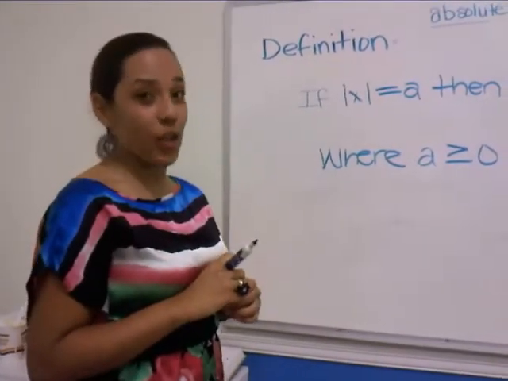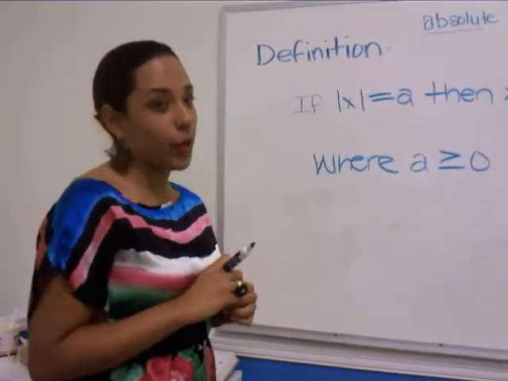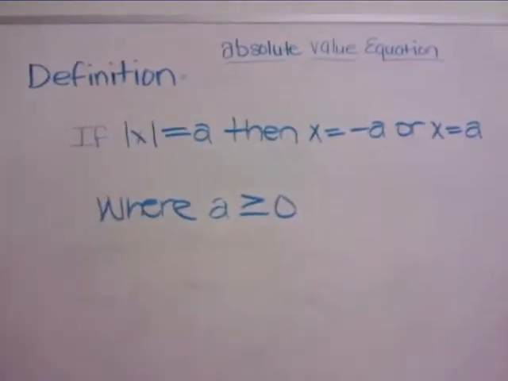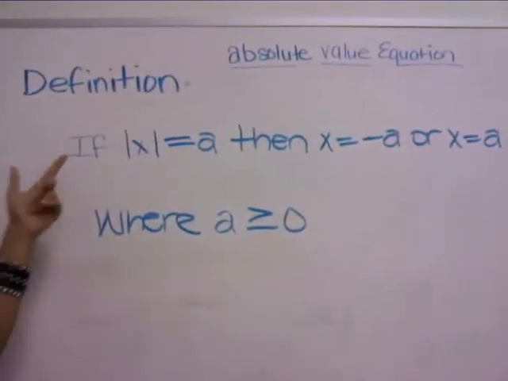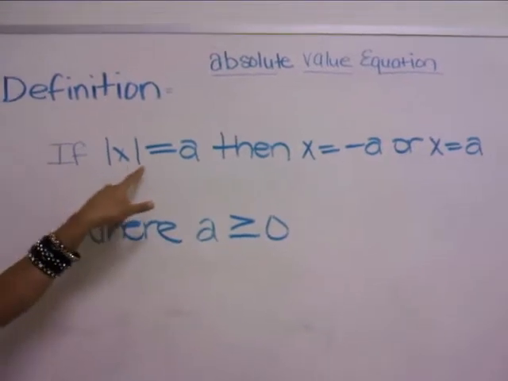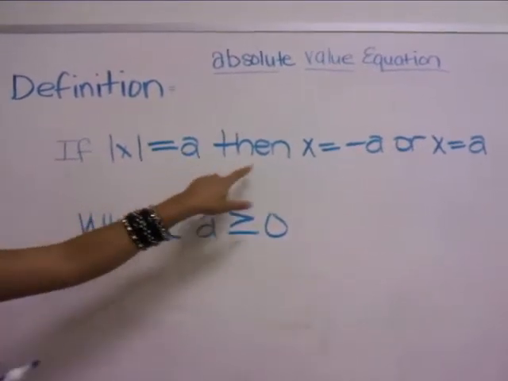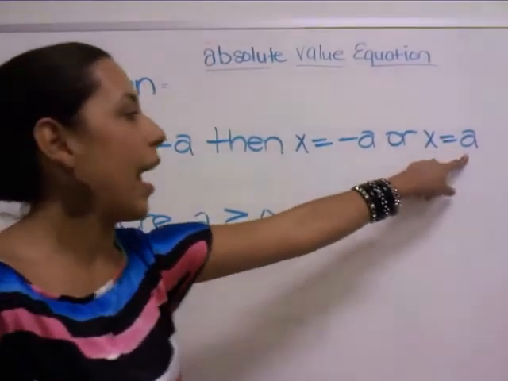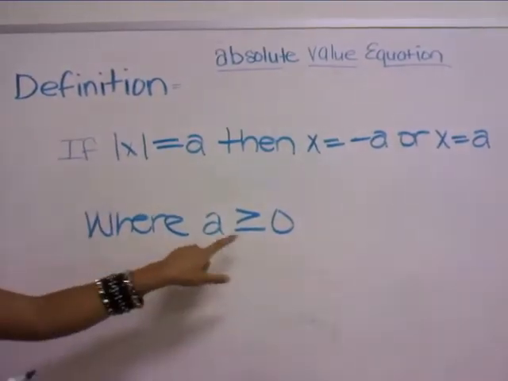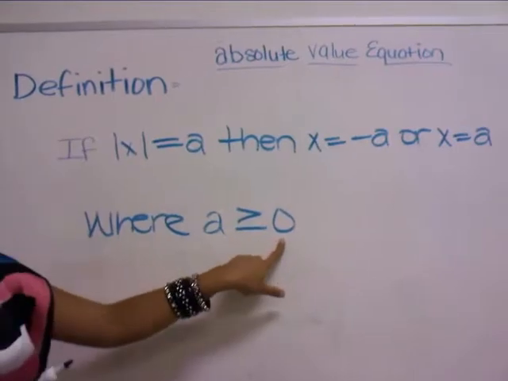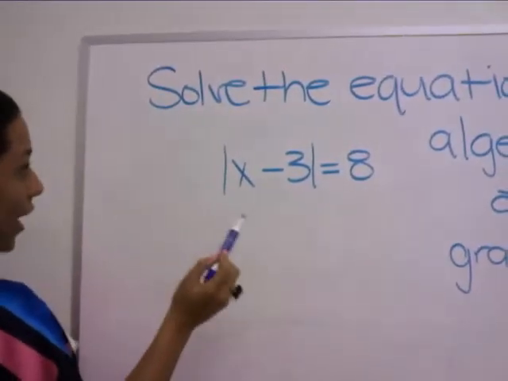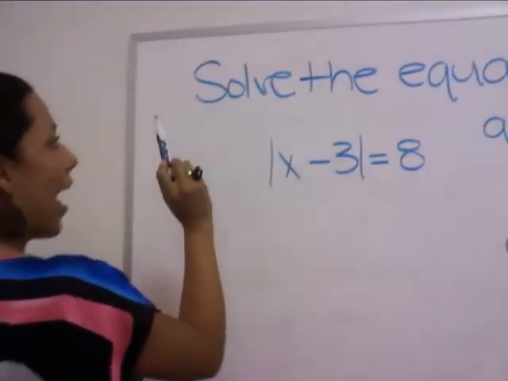Hello, today I'm going to show you how to solve an absolute value equation. First off, I'm going to start with defining what an absolute value equation is. If the absolute value of x is equal to a, then x is equal to negative a, or x is equal to a, where a is greater than or equal to 0. Now I'm going to show you how to solve an absolute value equation.